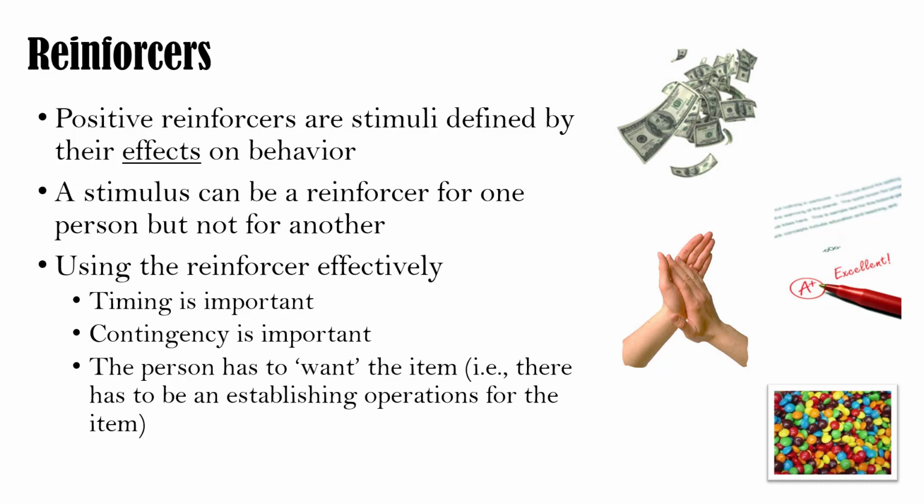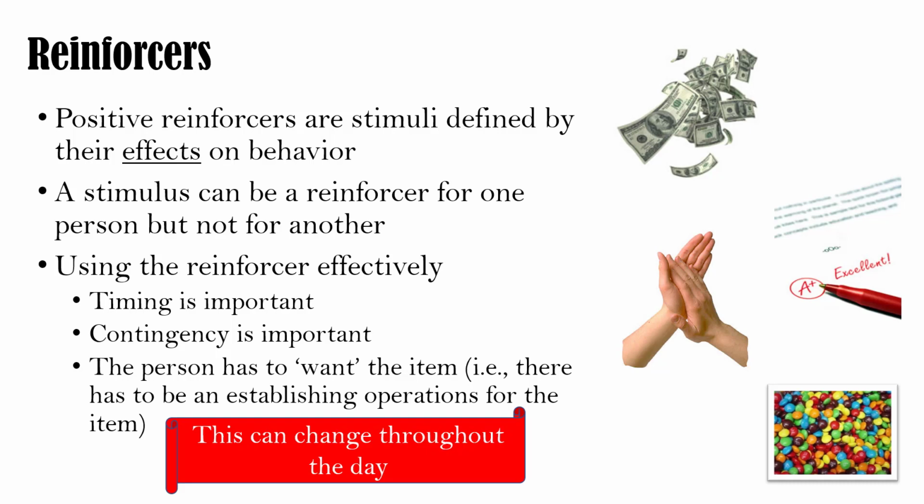There has to be some type of, for example, some type of deprivation for the person to actually want the item. Now, this can change throughout the day, which makes finding an effective reinforcer a challenge. So take food, for example. The value of food right before lunch is really, really high because your learner is hungry. But the value of food after lunch is typically really low in that the person's full, satiated, and they might not want food.